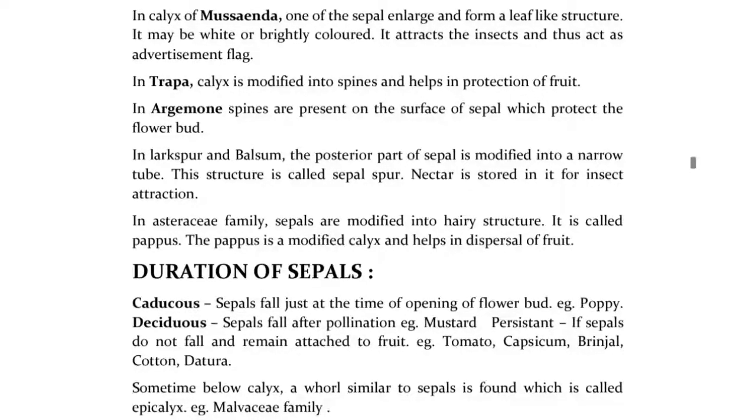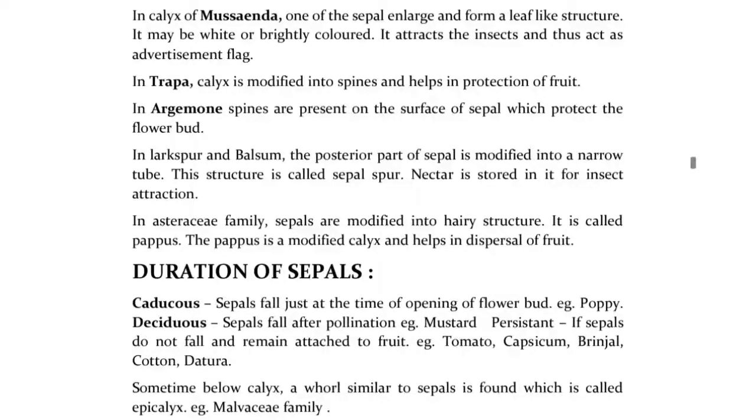It may be white or brightly colored. It attracts insects and thus acts as an advertisement flag. In Trapa, the calyx is modified into spines and helps in protection of the fruit. Enlarged spines are present on the surface of the sepals which protect the flower bud. In larkspur and balsam, the posterior part of the sepal is modified into a narrow tube. This structure is called the sepal spur.